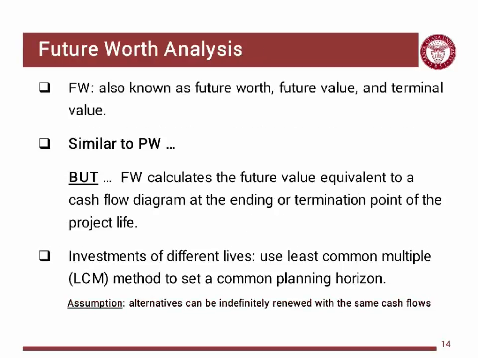Another approach to compare between alternatives is future worth. It's almost exactly the same as the present worth, but you're just calculating the value equivalent to a cash flow not in the present, but in the future. So that's the difference here, and the same rule applies here. You always assume it's renewable unless the problem or the case says it's not renewable. If it is renewable, then you use the least common multiple to compare between alternatives with different lives.